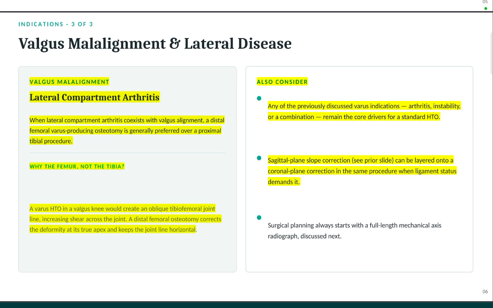Basically, HTO is an option for varus malalignment and medial compartment osteoarthritis. But what if there is valgus malalignment and lateral compartment osteoarthritis? In such cases, with valgus malalignment with lateral compartment isolated arthritis, if we do a varus HTO, we would create an oblique tibiofemoral joint line which will increase the shearing force across the joint. So, in such cases, a distal femoral osteotomy is a valid option.